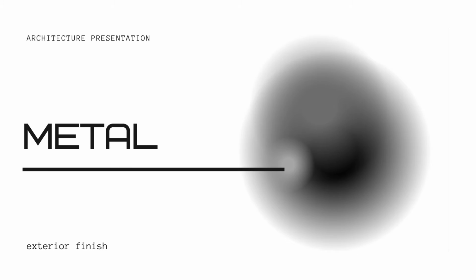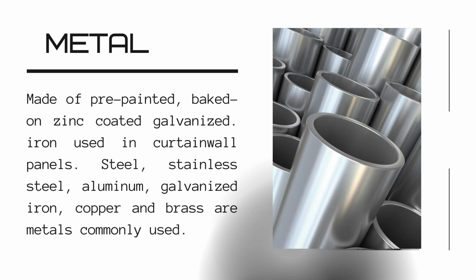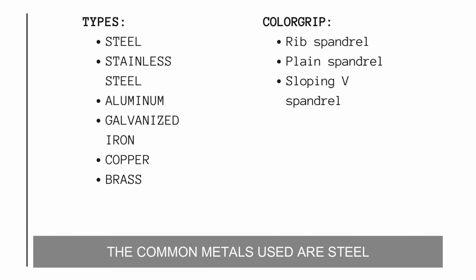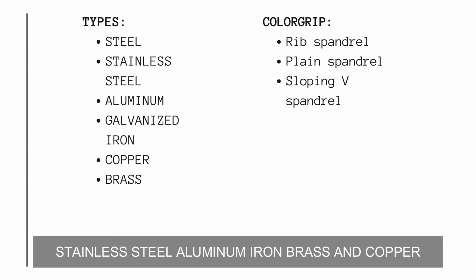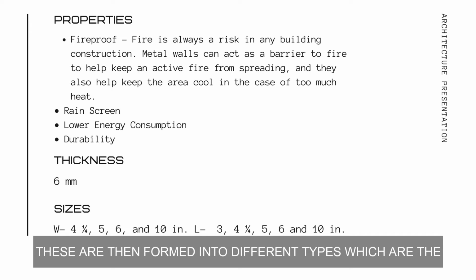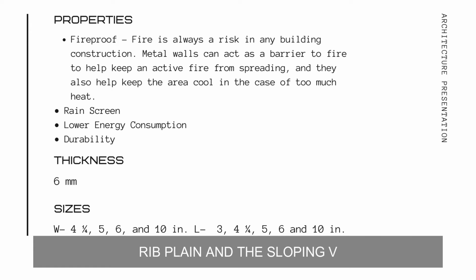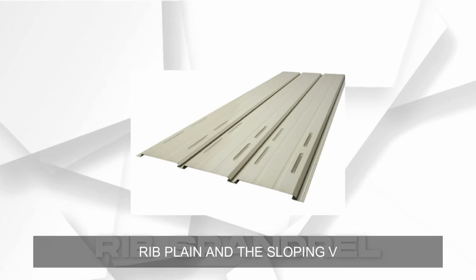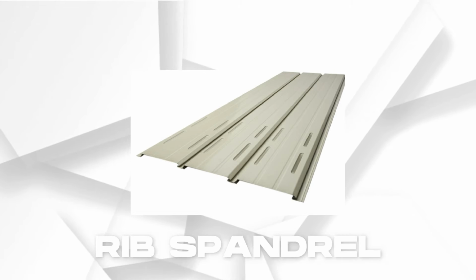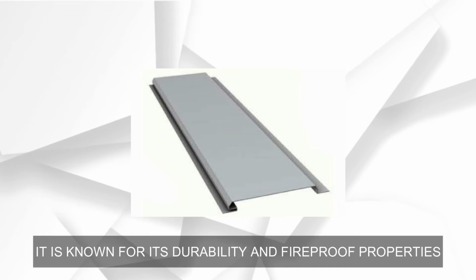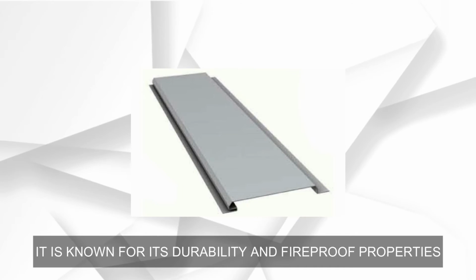Following the list, we have the metals. Made of pre-painted, baked-on, zinc-coated galvanized iron used in curtain wall panels. The common metals used are steel, stainless steel, aluminum, iron, brass, and copper. These are then formed into different types, which are the ribbed, plain, and the sloping V. It is known for its durability and fireproof properties.